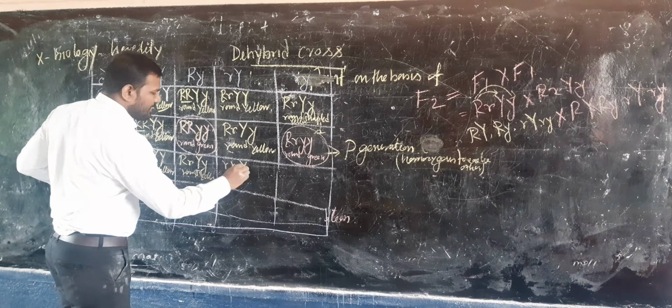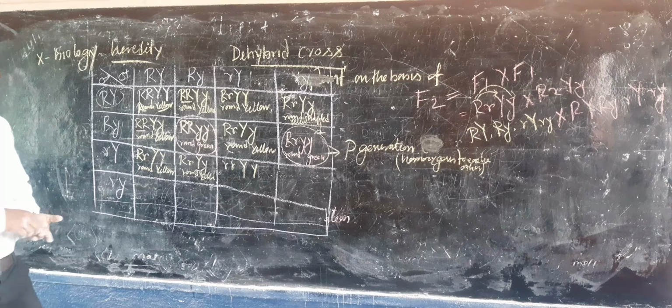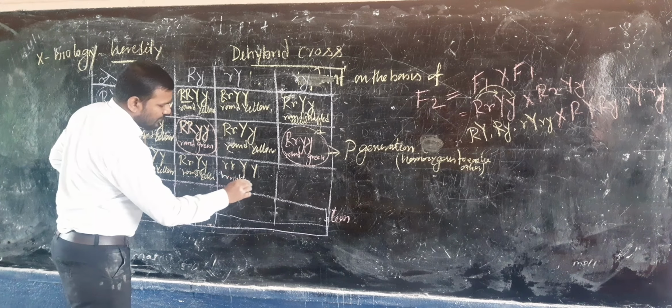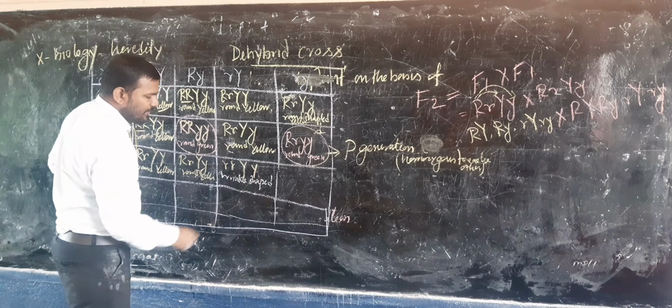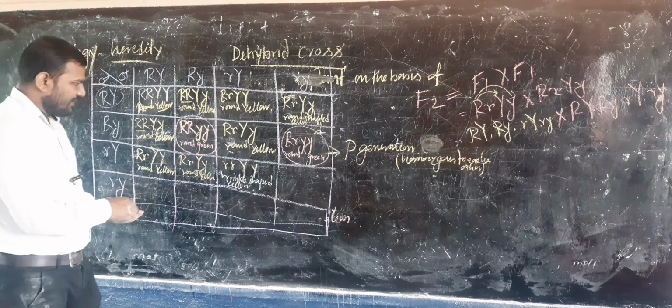These are going to fertilize with that. Small r, capital Y, capital Y. Small r for the wrinkle shape, and capital Y for the yellow color. Wrinkle shape. These are another type of variation.